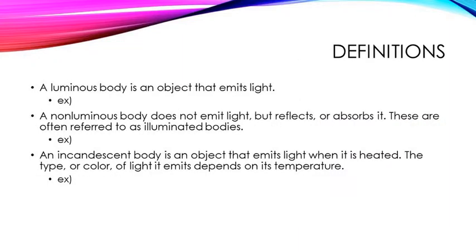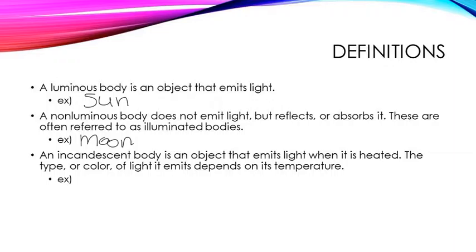Some definitions. A luminous body is an object that emits light. An example of that is the sun. A non-luminous body does not emit light but reflects or absorbs it. These are often referred to as illuminated bodies. An example of this would be the moon, as the moon reflects the light from the sun for us to see.